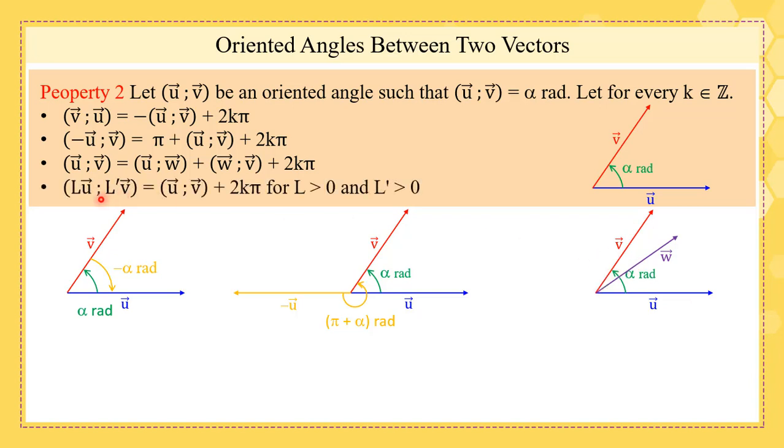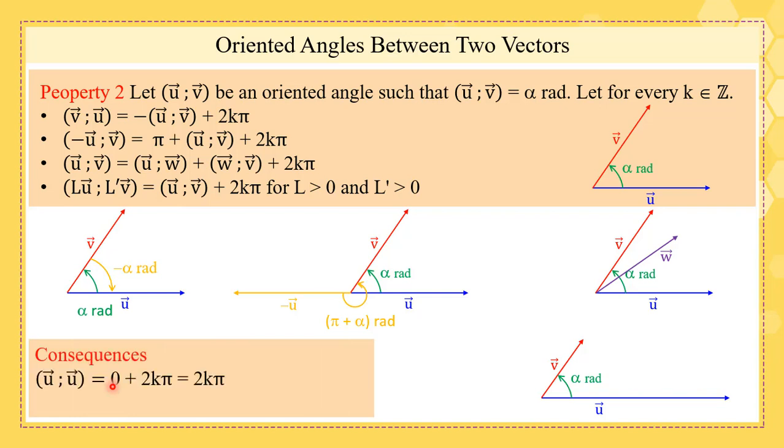And finally, (lU, l'V) is the same as (U,V), where l and l' are strictly positive real numbers. What do we mean by this one? Remember, if we extend or minimize vector U in the same sense as U, and minimize or extend vector V also in the same sense of V, the measure of the angle doesn't change. So the measure of the angle doesn't depend on the lengths of its sides. So this will be the same as alpha. That's why if we multiply vector U by a certain constant, whether it's greater than 1 or between 0 and 1, and similarly for vector V, nothing changes.